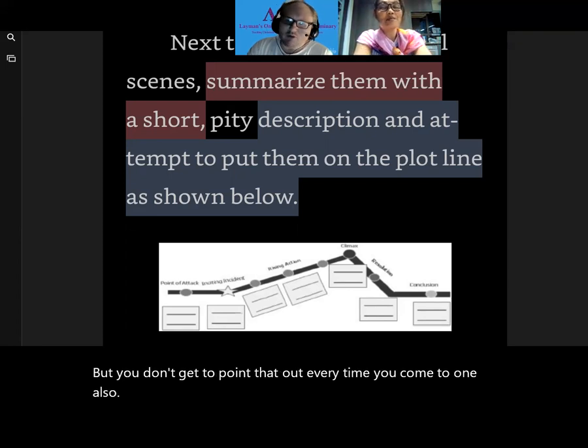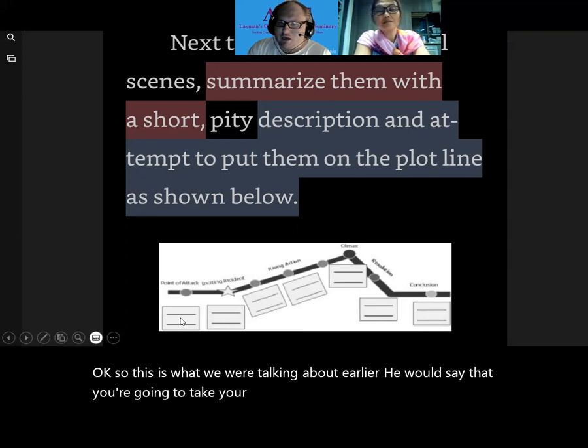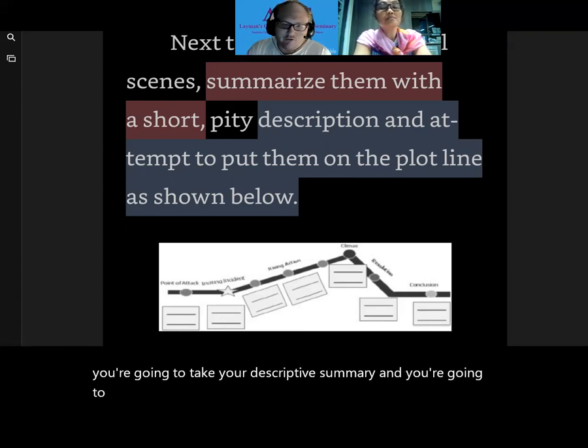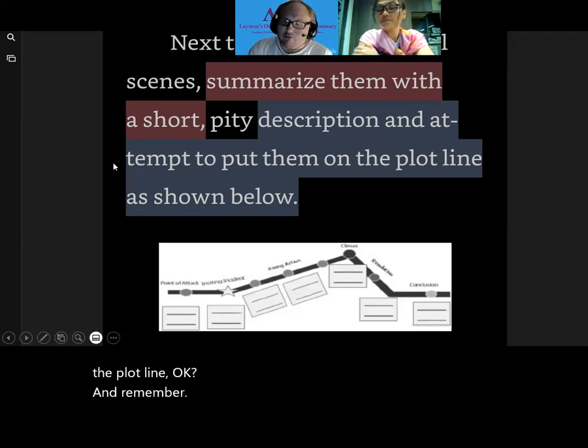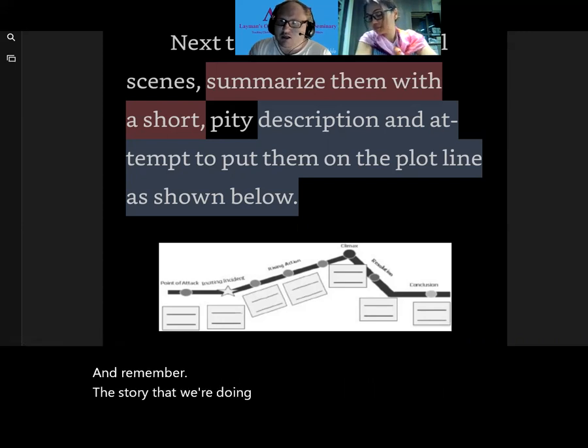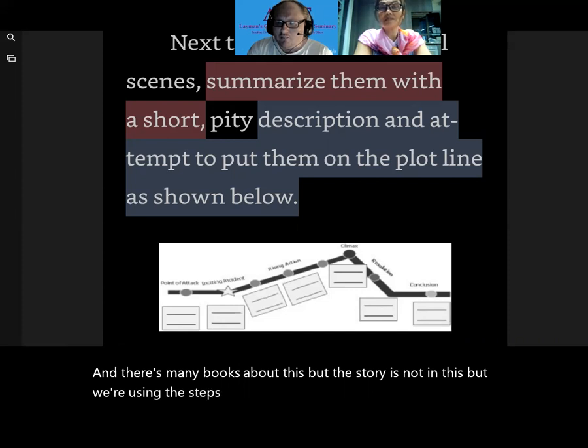Okay, so this is what we were talking about earlier. He would say that you're going to take your descriptive summary and shorten it down so you have a few words that describe the scene, and then you decide where it goes on the plot line. And remember, the story that we're doing is not in his book, and there are many books about this, but the story's not in this book. We're using the steps, the method, on the passage that we're looking at, okay?